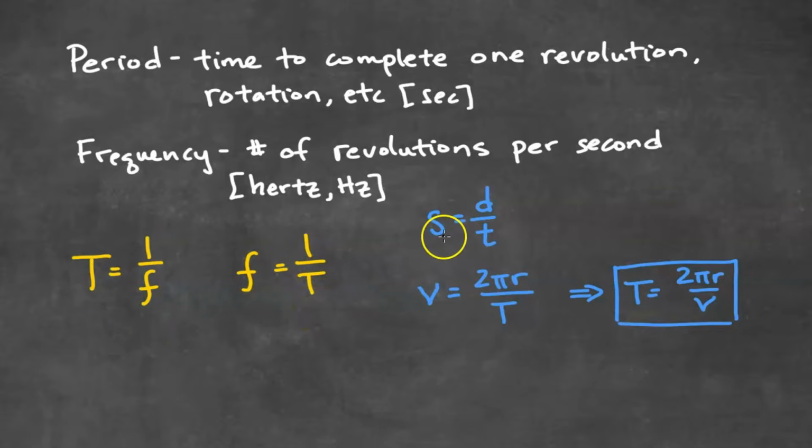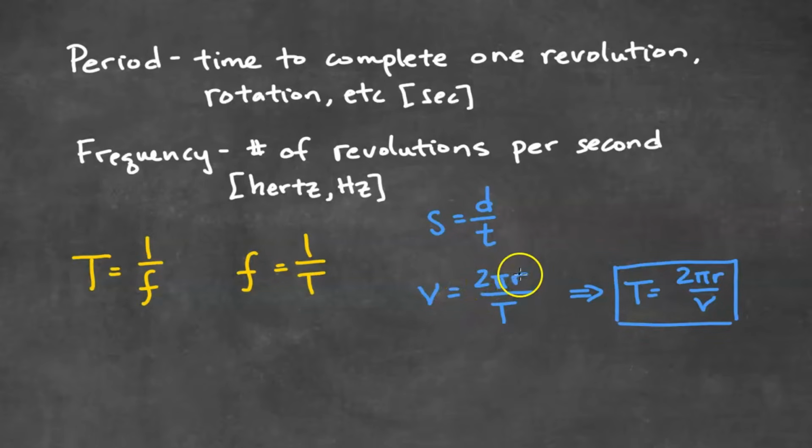Now, since the speed is equal to distance over time, for a circle, we can use this equation. V, by the way, V is velocity, but here we're just talking about the magnitude of the velocity, so we're really talking about the speed here, is equal to 2 pi r.